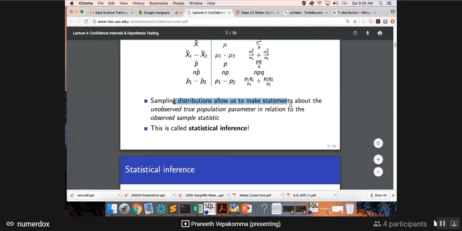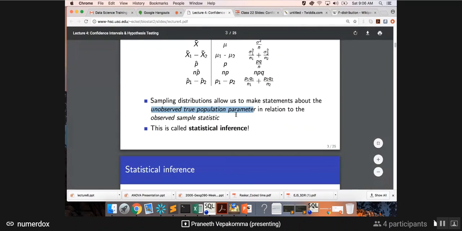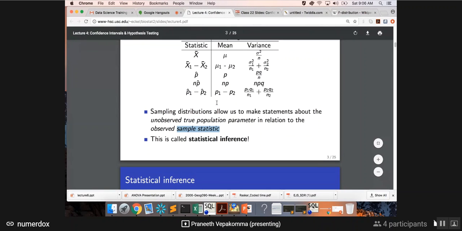So the sampling distribution allows us to make statements about the unobserved true population parameter. Unobserved, that means this one. You know it is normal, but you don't know what mean the true normal has. The true population parameter, that is what he meant. That is the population, in relation to the observed sample statistic, meaning from your data sample you computed a statistic. There is a distribution of this, that is known as the sampling distribution.